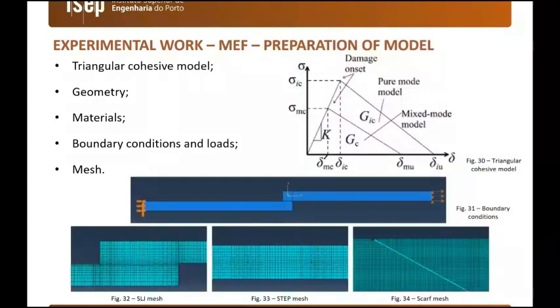These simulations were carried out to corroborate the CZM, or cohesive zone modeling, ability to model the experimental behavior of the joint, so as to have a numerical framework that we can use to expedite the design. And here we have some details about the model. For example, the triangular mixed mode cohesive law that we use to model the adhesive, and details about the boundary conditions, one clamping and another tensile loading at the other end, and also representative meshes of the joints for the single lap, for the step joint, and for the scarf joint.